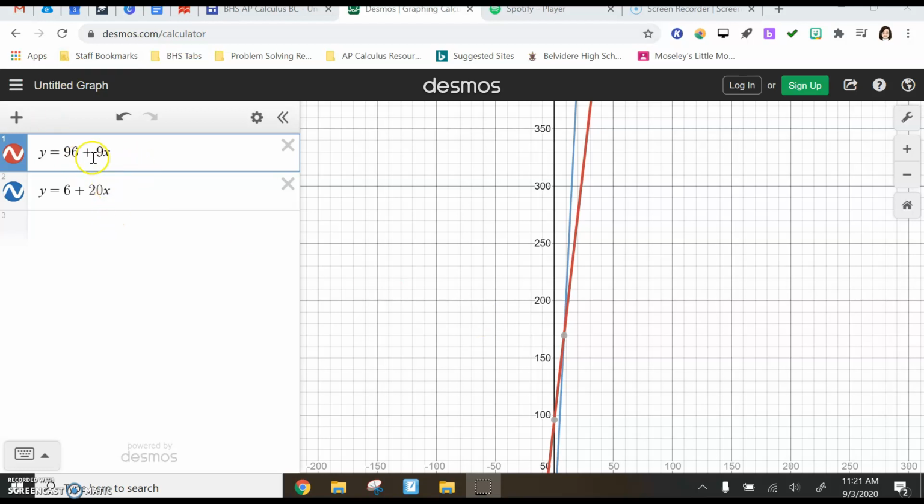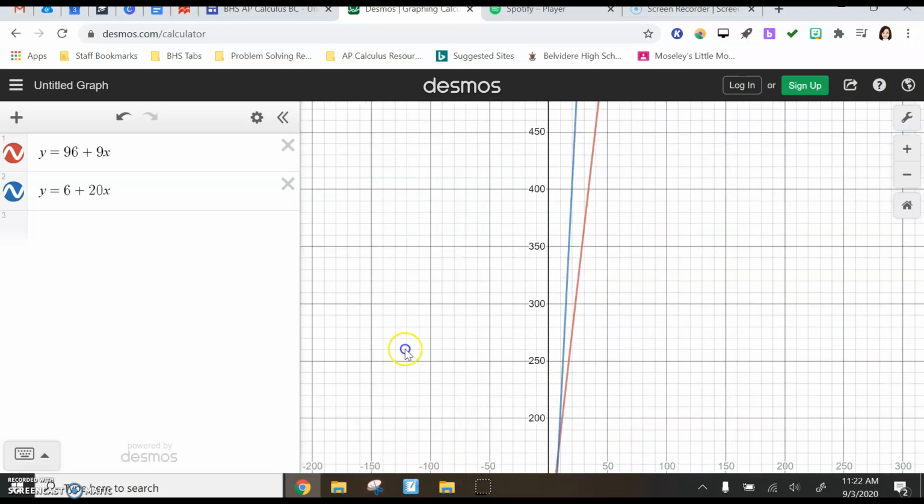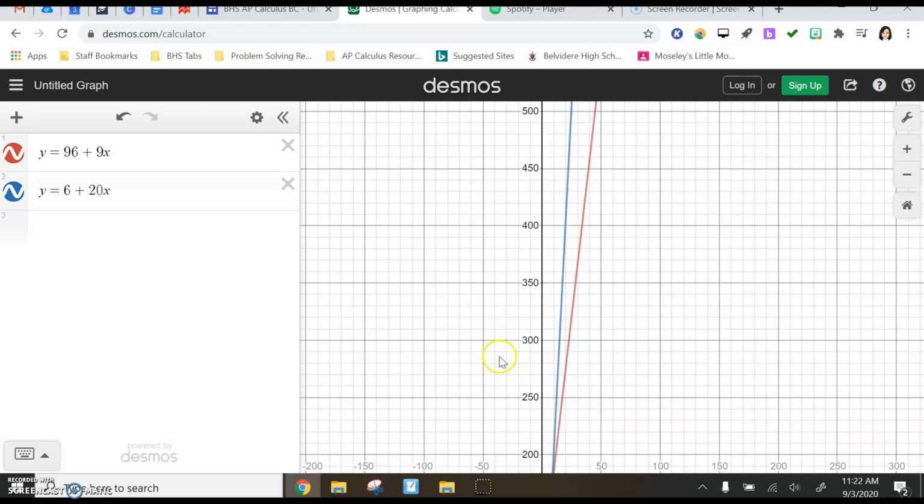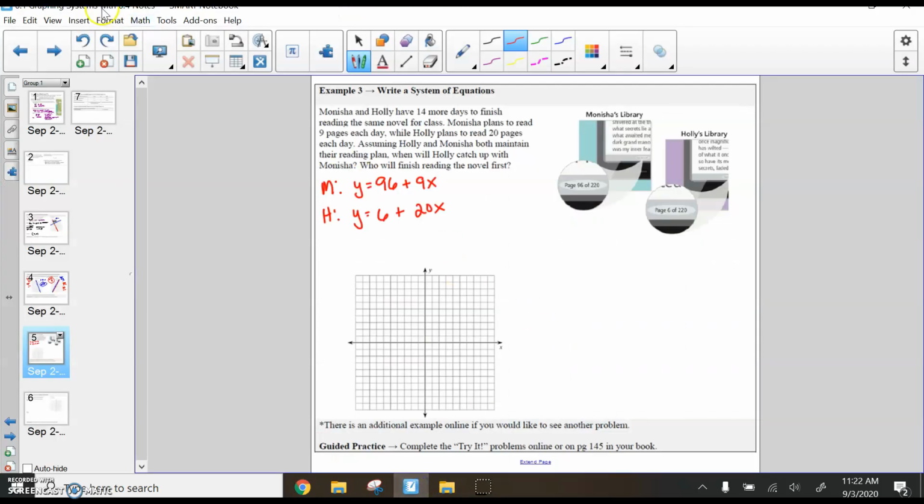I put my 2 equations in here. So I have my red line and my blue line. And if you click right here, it tells you right where they intersect. So 8.182 and 169.6. Now notice the first person to get to 220, which is right here, is going to be the blue line, or Holly. Okay, so we're going to answer both of those questions. Let's flip back here.